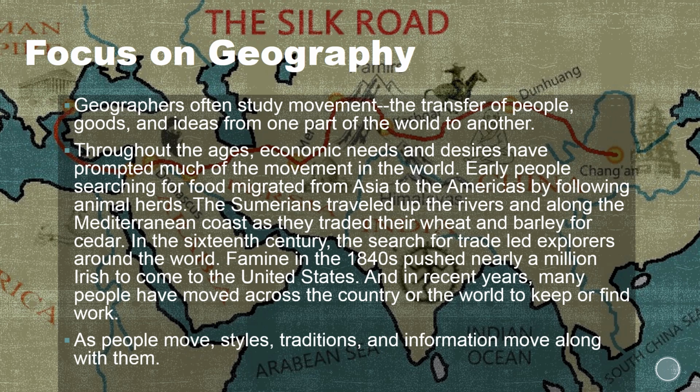The Sumerians traveled up the rivers and along the Mediterranean coast as they traded their wheat and barley for cedar. And then in the 16th century, the search for trade led explorers around the world. Famine in the 1840s pushed nearly 1 million Irish to come to the United States, and in recent years, many people have moved across the country or the world to keep or find work. So, as people move, styles, traditions, and information move along with them. So take a minute and complete the activity and focus on the geography on the Silk Road.